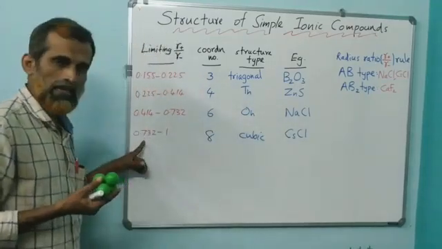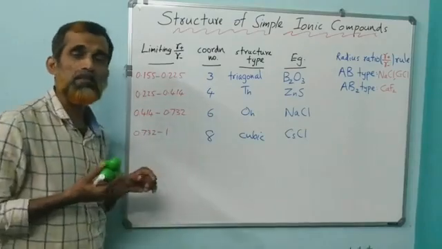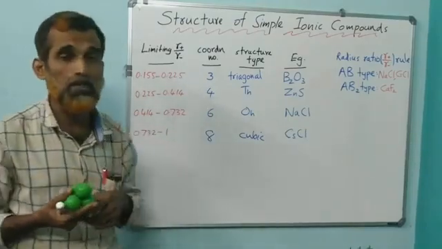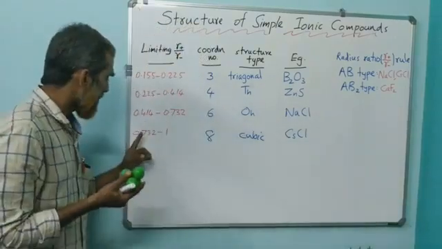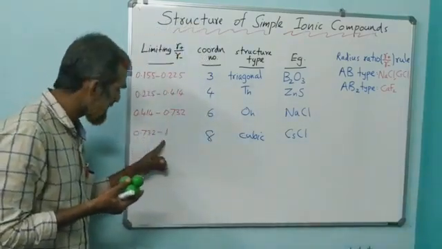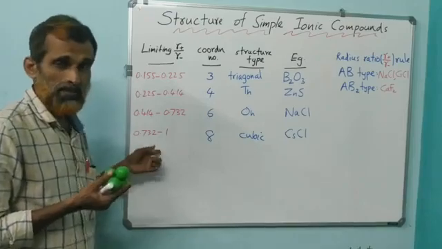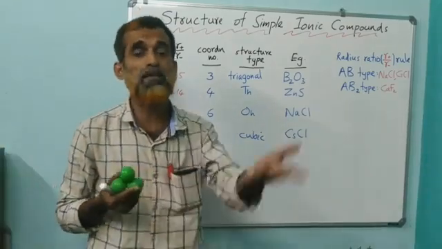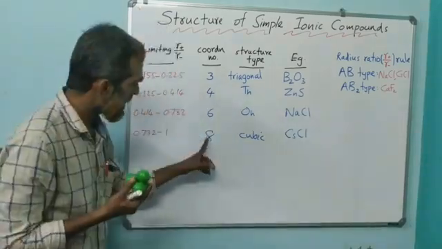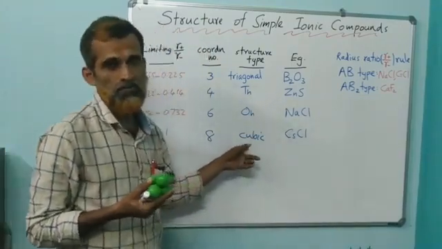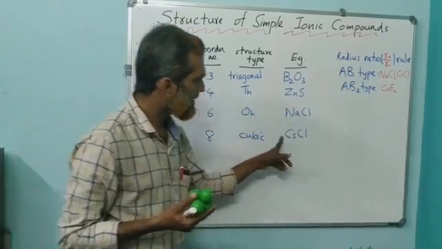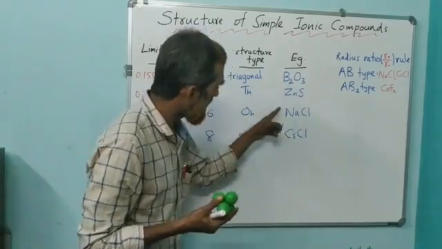Now when it exceeds 0.732, what is 0.732? That is the ideal radius ratio for cubic void. When it is within this range, then the occupancy changes to cubic void, and the coordination is 8. It's a cubic arrangement of ions. Example is cesium chloride.